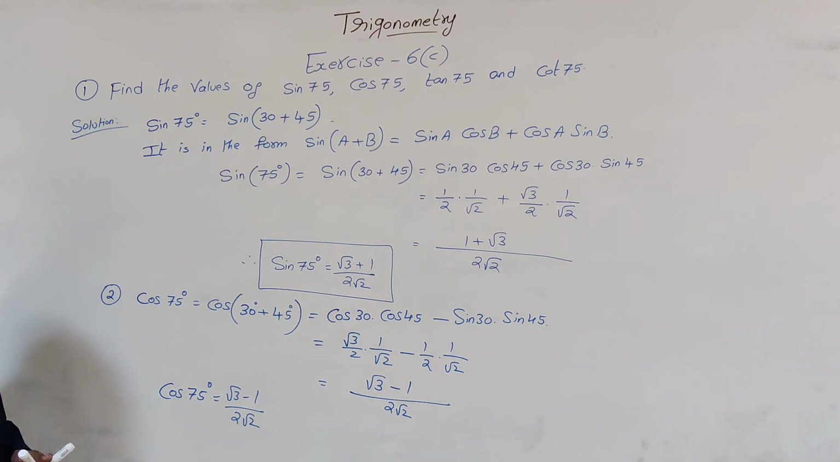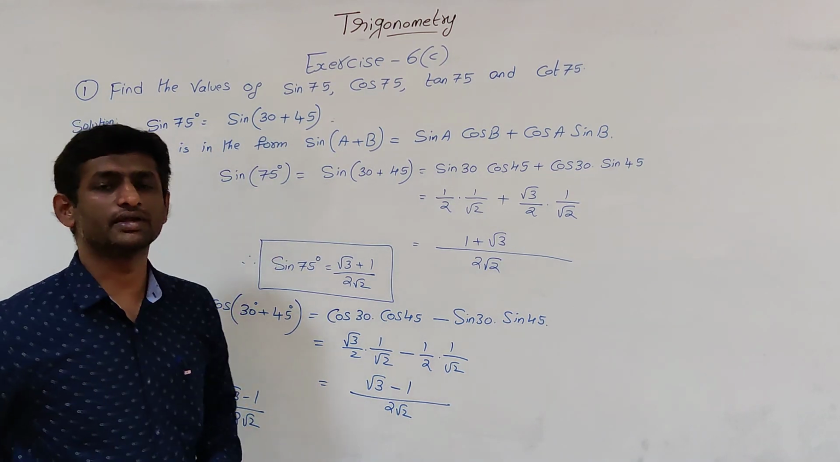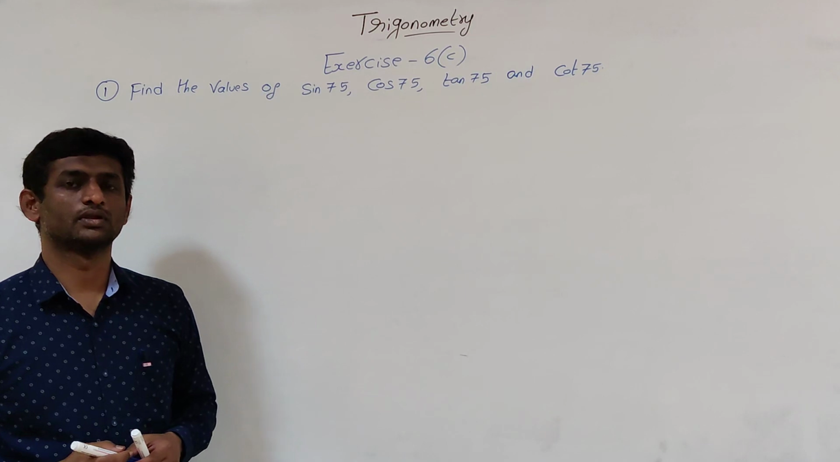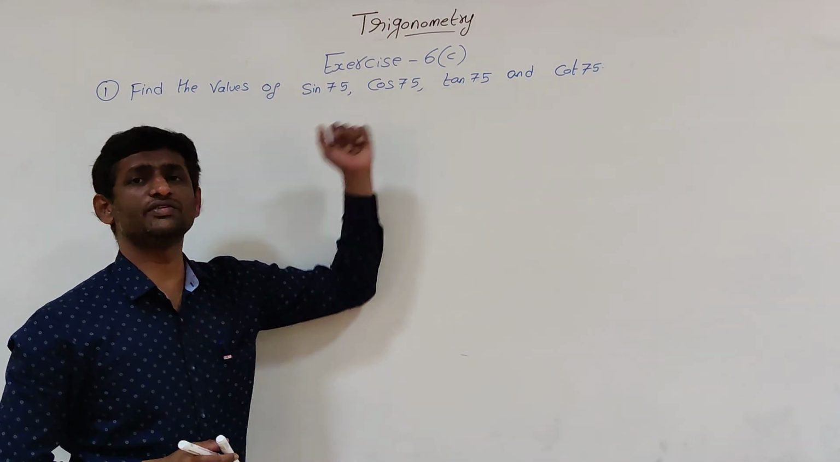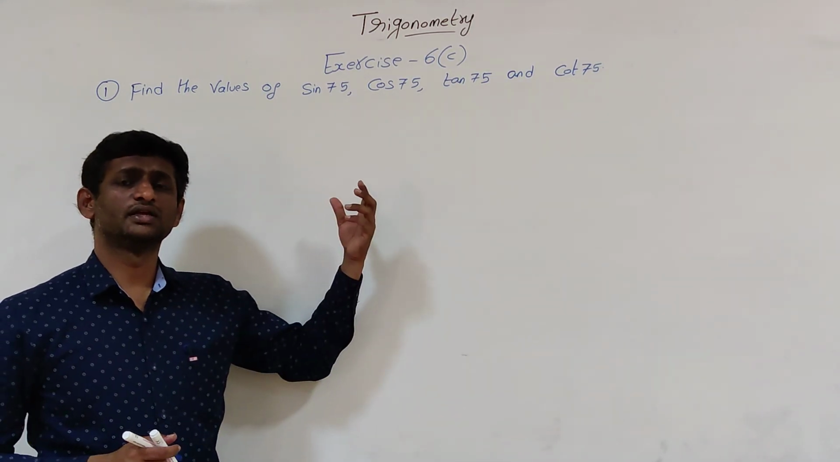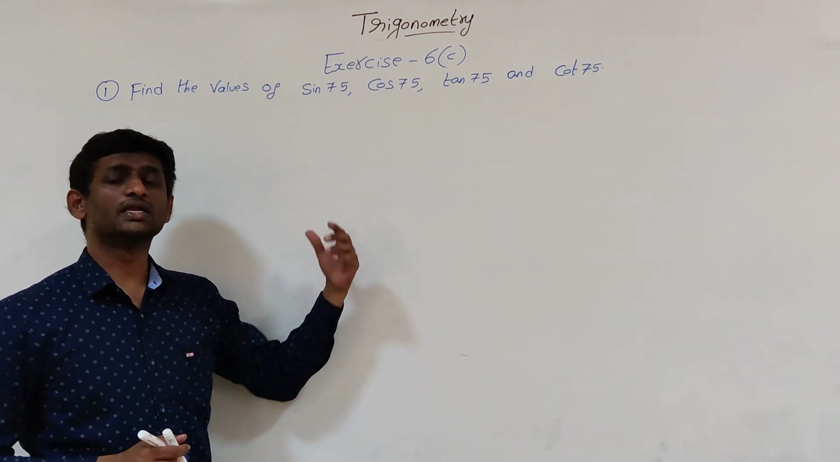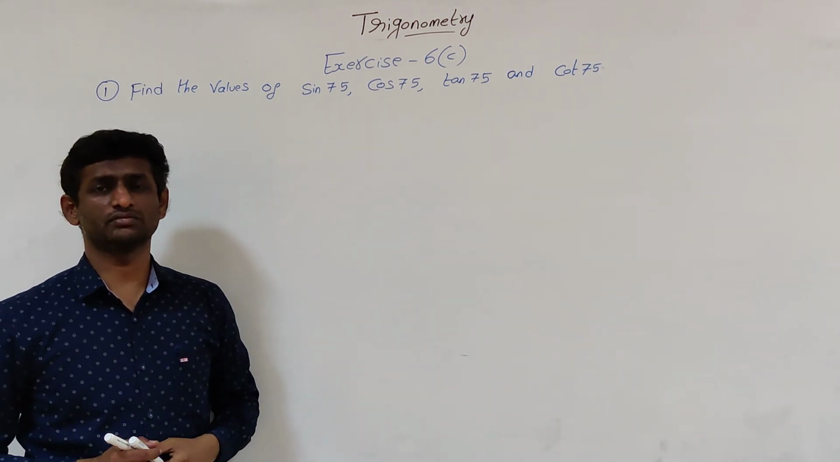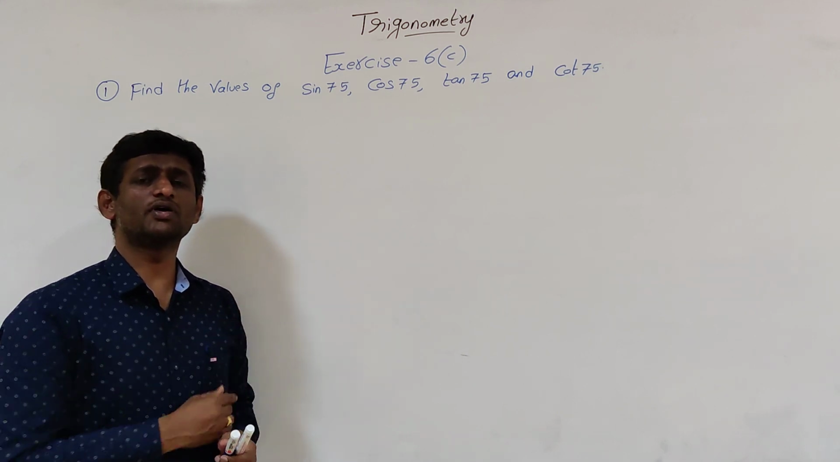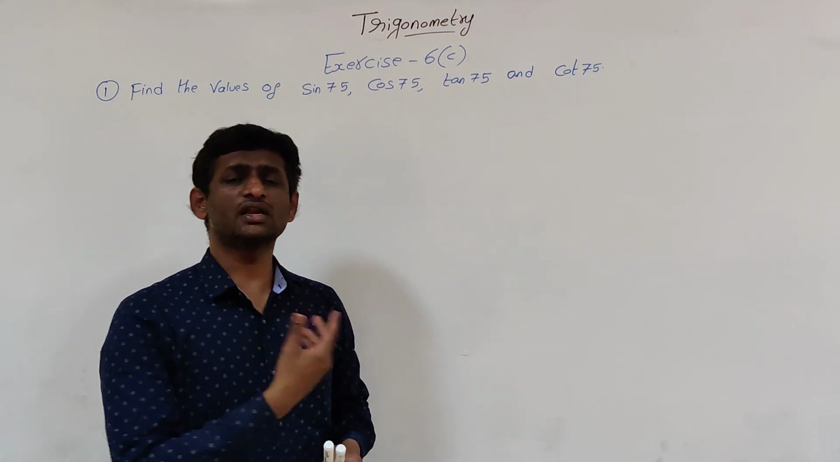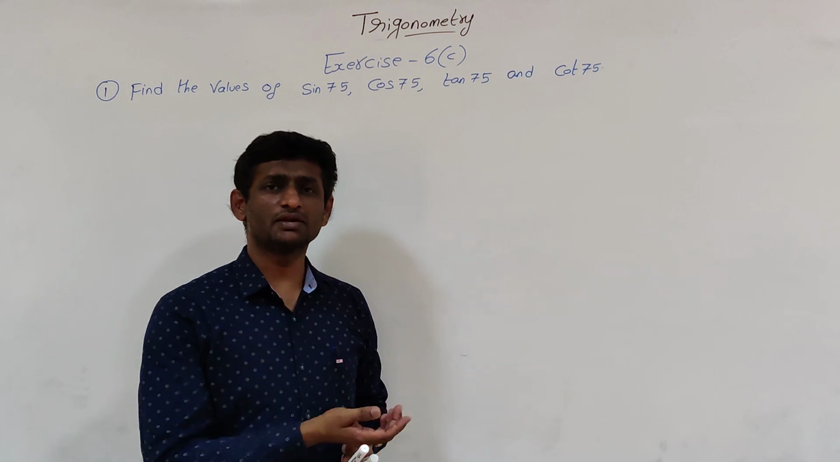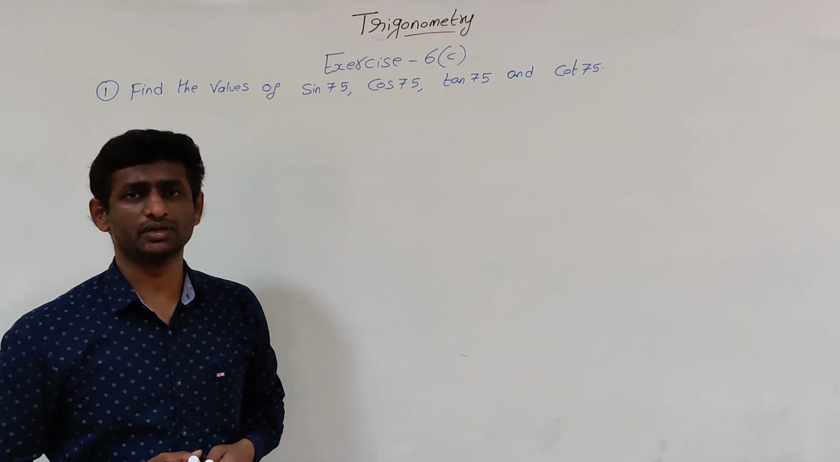Next, we'll see tan 75. Again, tan 75 can be written in two forms. One is tan of 30 plus 45. Again, it will be in the form of tan of A plus B. What is tan of A plus B? Tan A plus tan B by 1 minus tan A tan B.